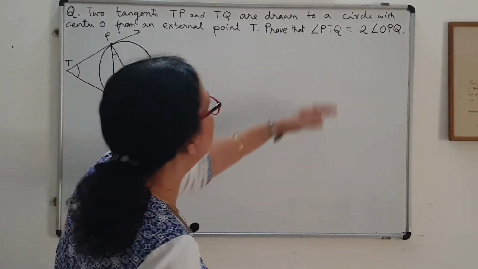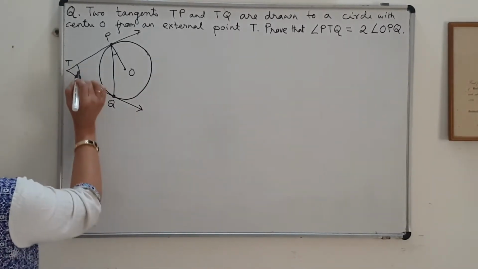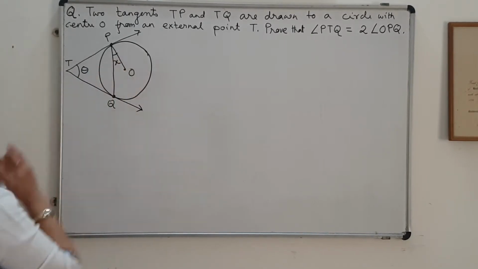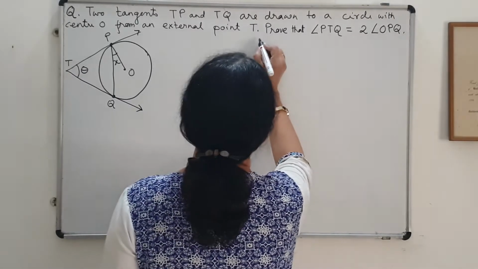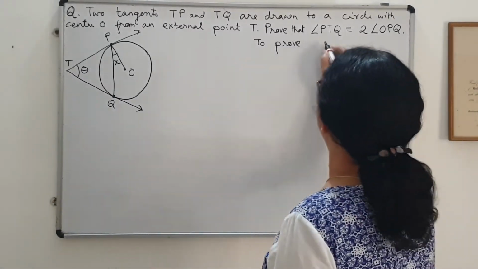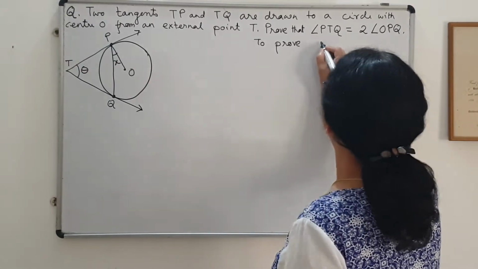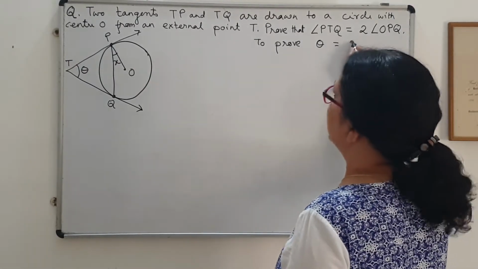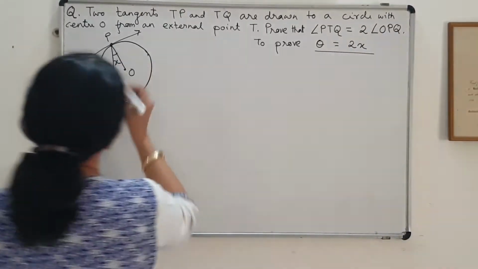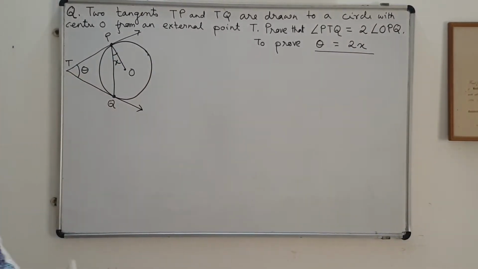Now for simplicity, let me write this angle to be theta, and say this one is x. So what to prove? To prove, I simplify the thing: angle PTQ, which I have taken as theta, is twice x. So this one I will prove. Okay. So how will I do the thing?